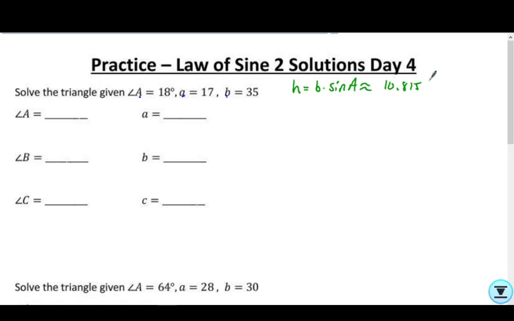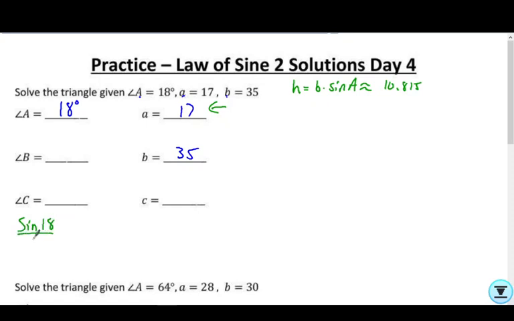Okay, so we start by writing down what we know. 18 degrees, 17, and 35. Okay, so we're going to start by finding angle B. It's the only thing we can find. This is our ratio we're going to use, and this is the only other piece of information. So we have to start by finding angle B.